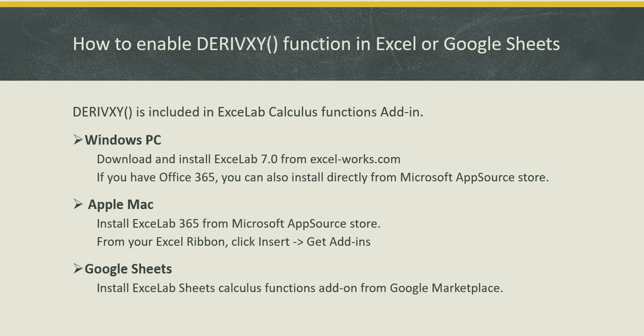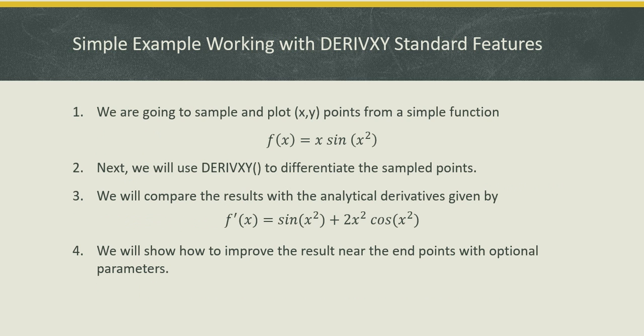To enable DERIVXY in Excel or Google Sheets, you'll have to install the ExceLab calculus functions add-in. If you are running Excel on a Windows PC, just download and install ExceLab 7 from excel-works.com. If you are running Excel on an Apple Mac, install ExceLab from the Microsoft App Source. From your Excel ribbon, click Insert, Get Add-ins, search for Calculus, and then add the add-in. If you are working with Google Sheets, search on the Google Marketplace for the Calculus function add-on and install it. We will demonstrate the use of DERIVXY using the function I have shown here.